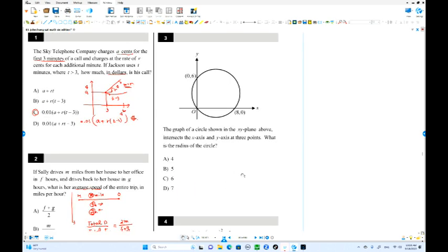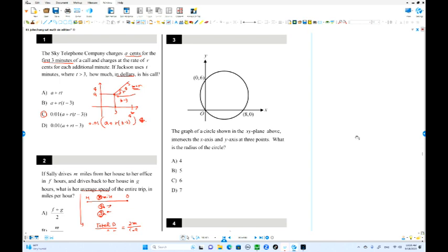Okay, this is number 3. The graph of a circle in the xy-plane intersects the x- and y-axes at 3 points. This point, this point, this point. What is the radius of the circle? Where is the radius? Maybe you can make a line over here.